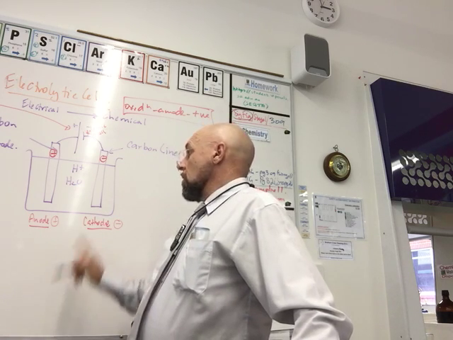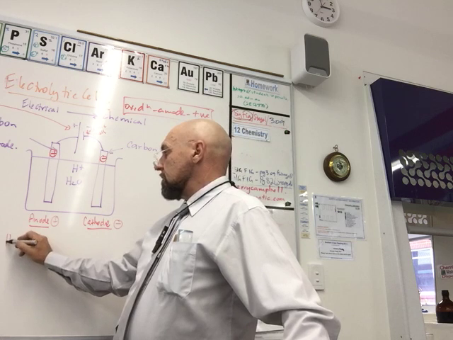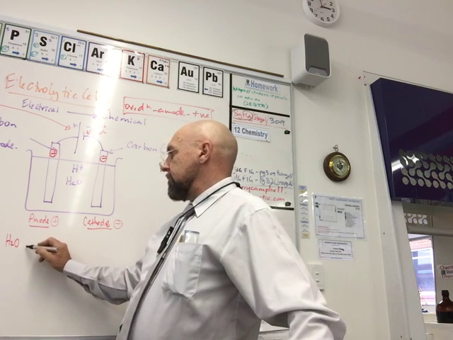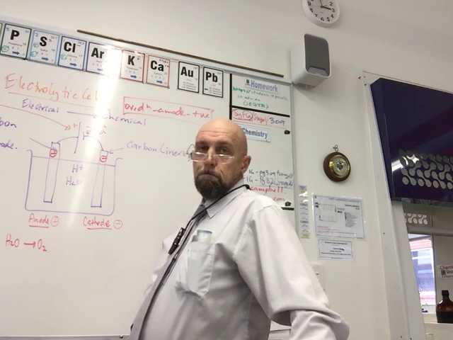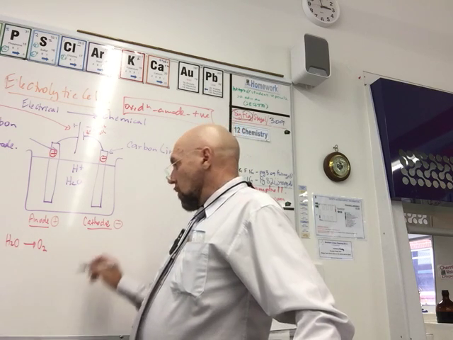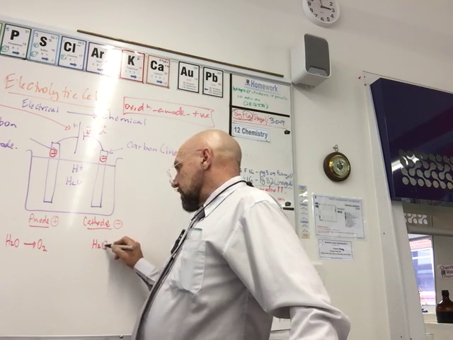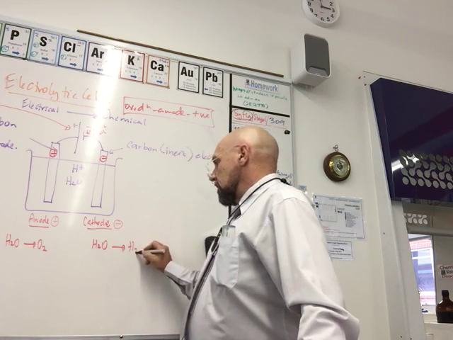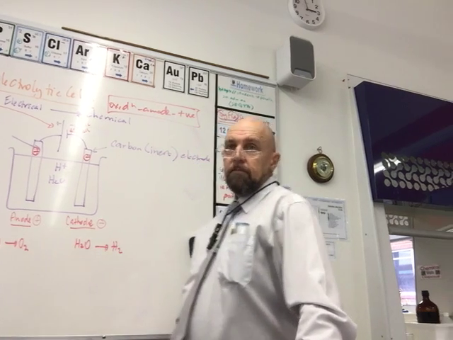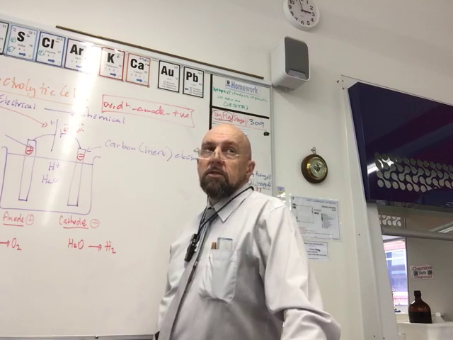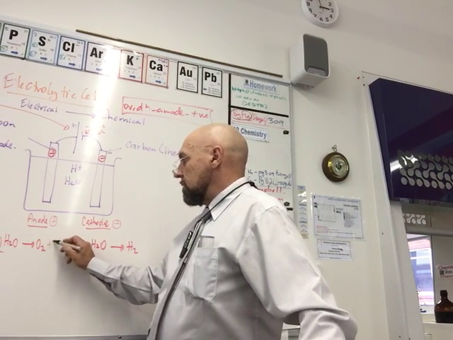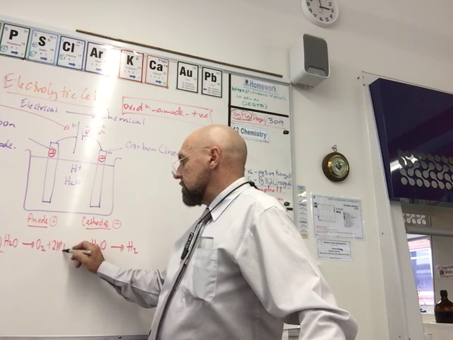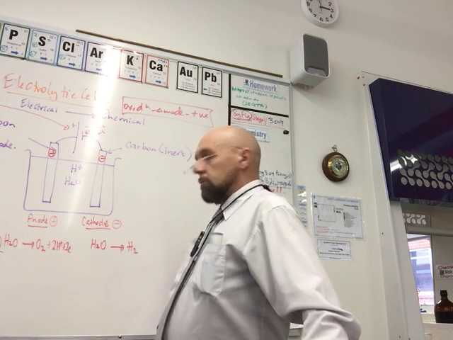What we've got here is water at the anode, which is going to produce oxygen. Water reacting at the cathode here is going to produce hydrogen. Now I'm just going to balance the half equations. So I need to have a 2 there. That will be 2H plus 2 electrons.